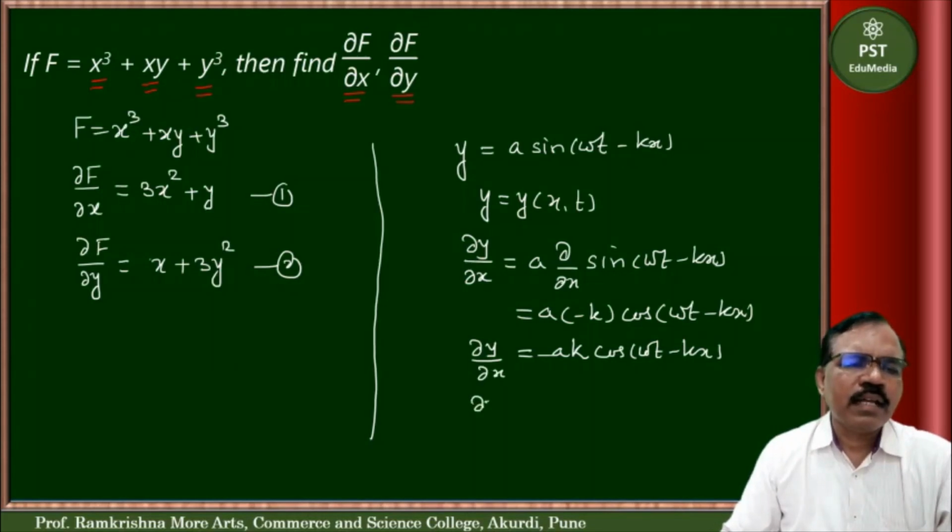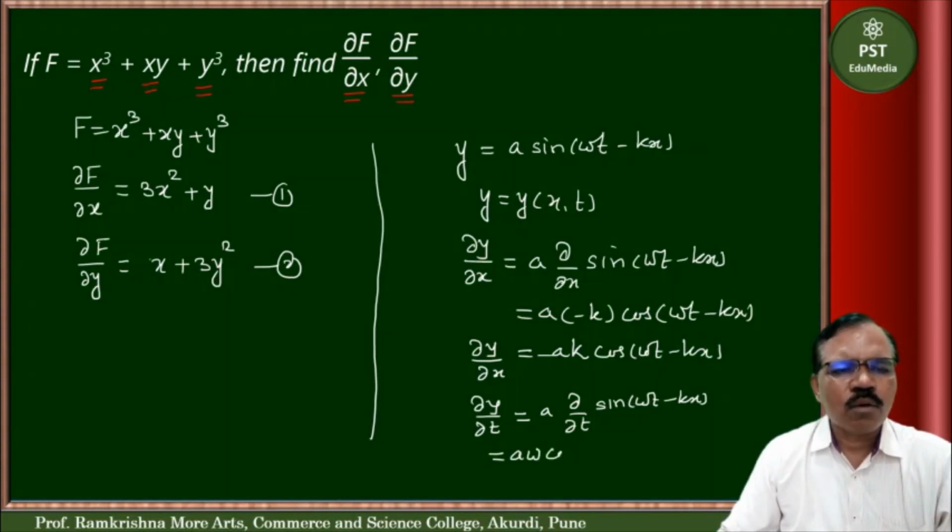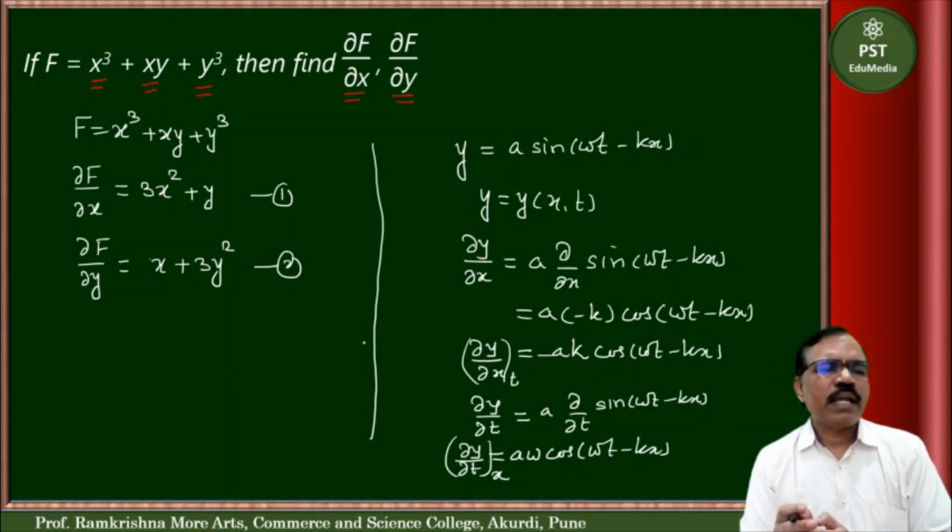Similarly, we can take dabba y by dabba t is equal to A dabba by dabba t of sin omega t minus kx. So we will get here A omega cos omega t minus kx. This is dabba y by dabba t when x is constant, and this is dabba y by dabba x when t is constant. So in this way we can take partial derivative.